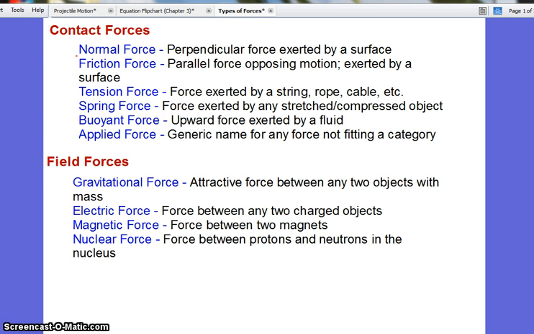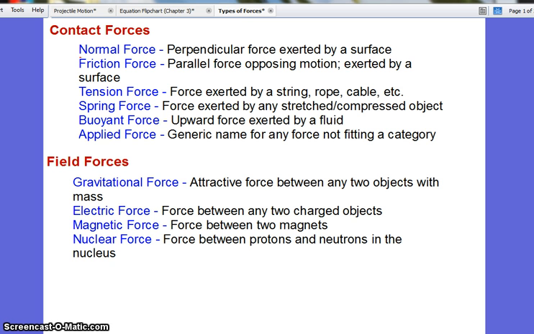Forces are a push or a pull. And there's two different categories of forces. There's contact and there's field forces. We'll start with contact forces because they're the ones that most people intuitively know, and it makes the most sense. A contact is exactly what it sounds like. It is that these two objects must be touching each other in order to exert forces. But there's lots of different contact forces, but we'll be looking at 6 of the most common ones that we'll be dealing with this year.